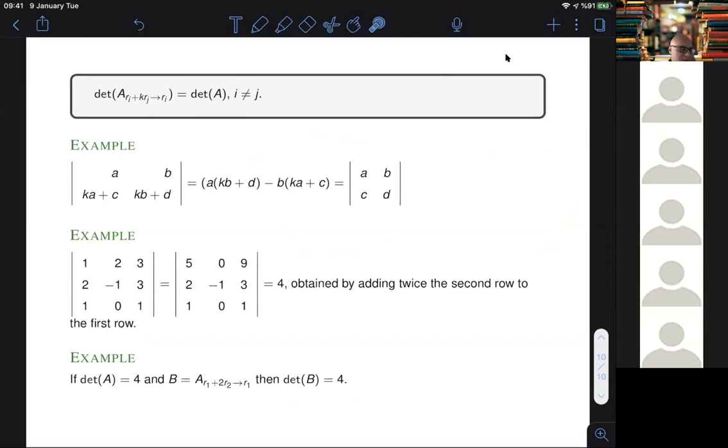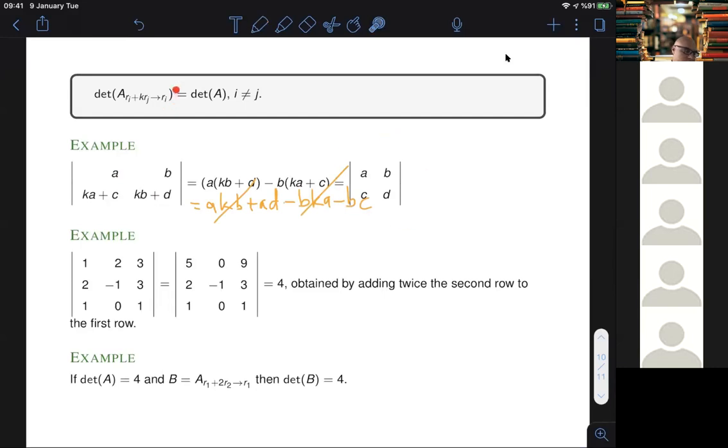Again, let's demonstrate it for this very simple case. If we compute this determinant, we get this. And this is exactly the same determinant, right? Why? Because if we expand this, what do we get? AkB plus AD minus BkA minus BC, right? So these two terms will cancel each other, and we get the same thing.